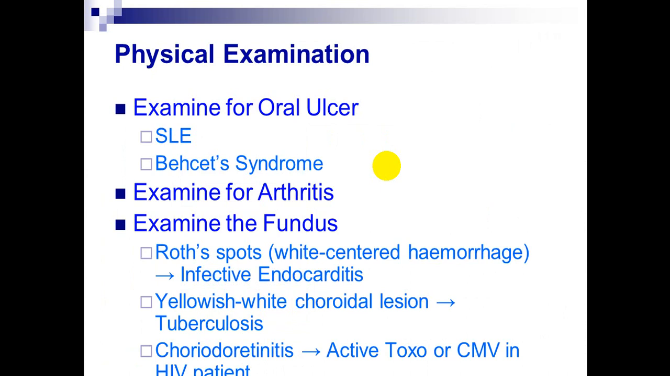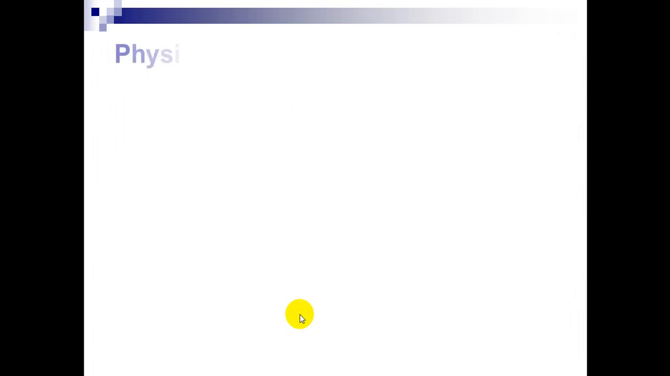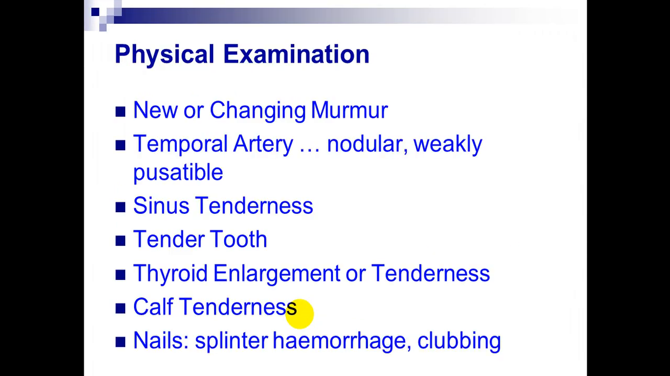Examine for oral ulcer, important in Behçet's disease and SLE. Examine for arthritis. Fundus examination, looking for Roth spots, which we see in endocarditis. Yellowish white choroidal lesion: TB, chorioretinitis, toxoplasmosis and HIV patient. New or changing murmur is an indication of bacterial endocarditis of the valve.